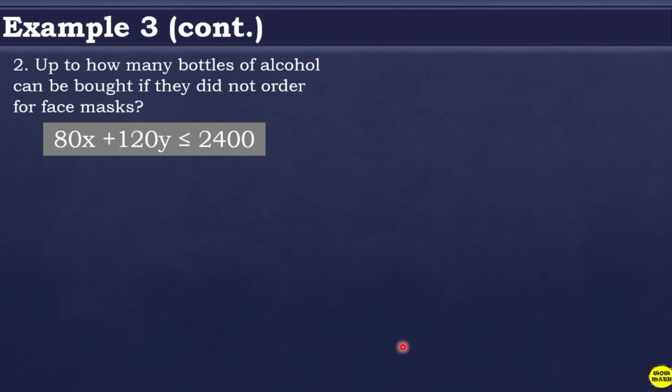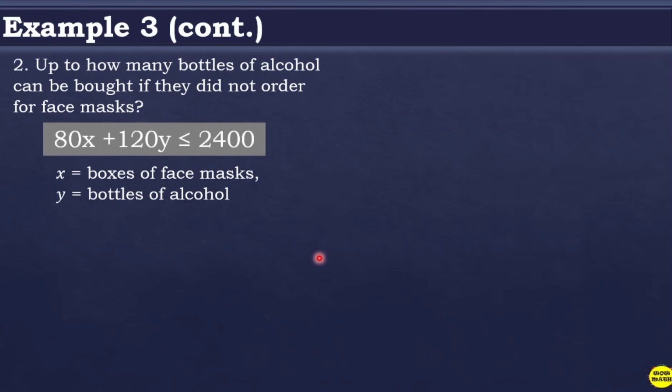Now, ano ang representation natin? Yung X natin, that is the boxes of face mask. Yung Y natin, bottles of alcohol. So, ito yung bilang. Now, ang tanong, hanggang ilan ang kayang mabibili ng bottles of alcohol kung hindi sila bibili ng face mask? So, ibig sabihin, i-represent natin ang ordered pair natin as 0 yung X, kasi wala daw biniling face mask. So, paano daw kung wala? Ilan daw ang mabibili na bottles of alcohol? So, ito ang hahanapin natin.